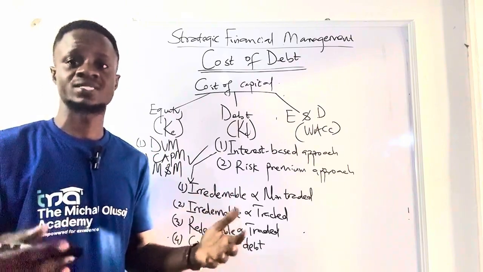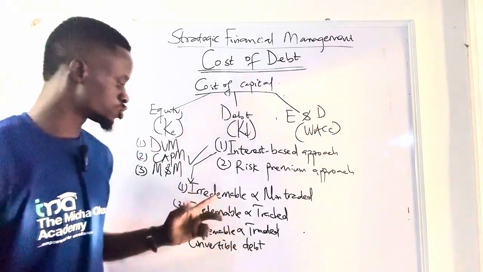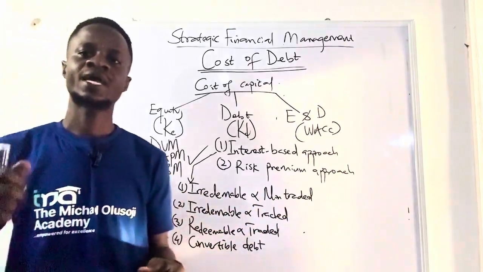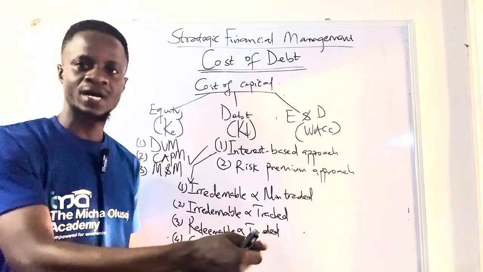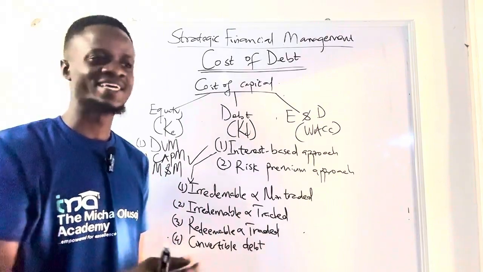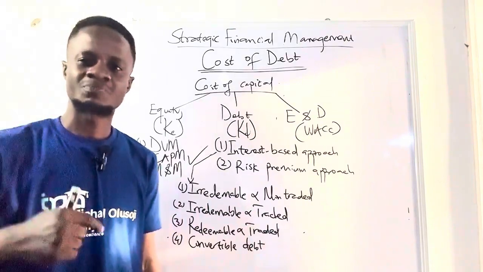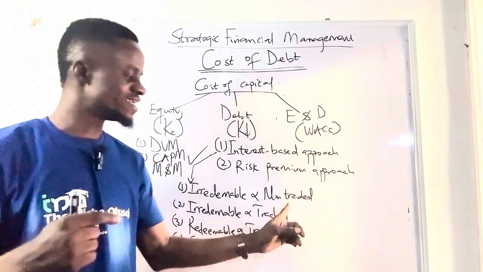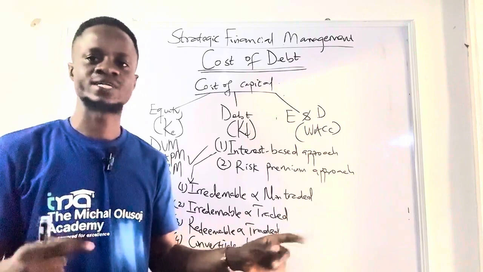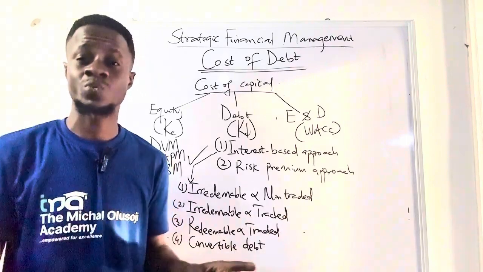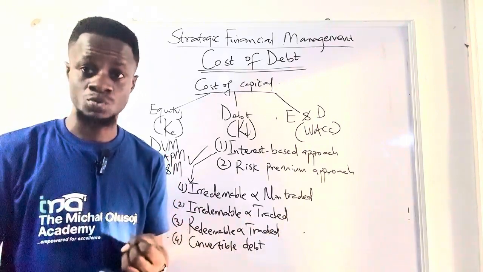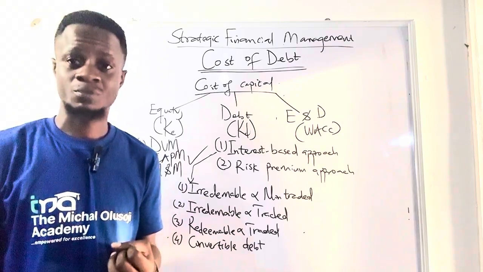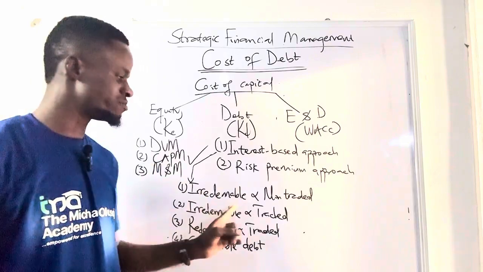Investor is the same thing as a bondholder. So irredeemable and non-traded is saying that when I invest in a particular company or individual and I give money to someone, I don't expect to get the principal amount back, and it is not traded, as there's no market value for it. So when there is no market value, and they told you that you are not getting your principal amount back, that is irredeemable and non-traded.